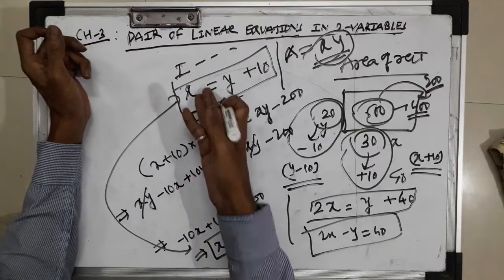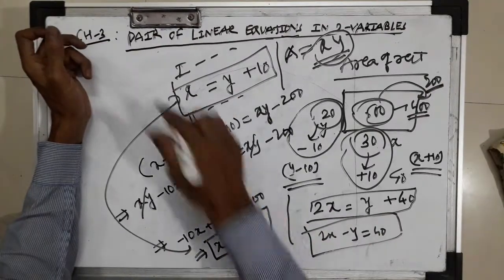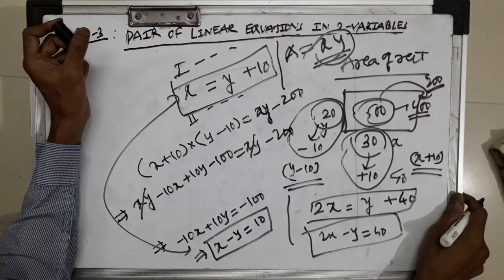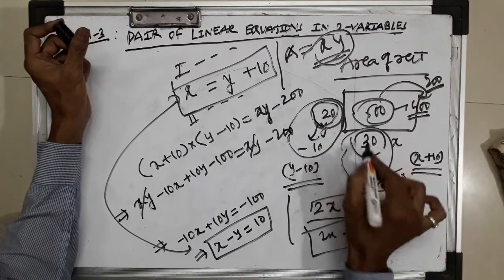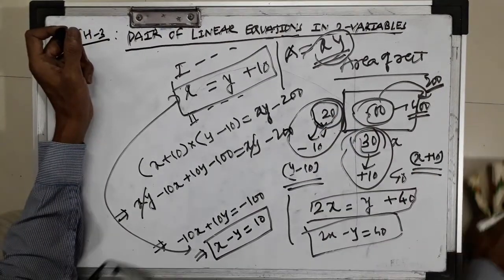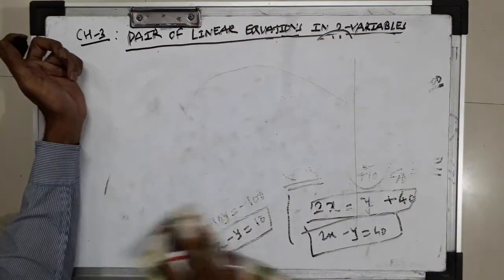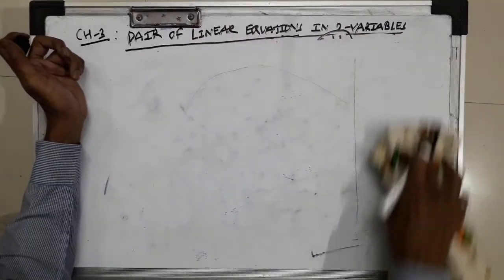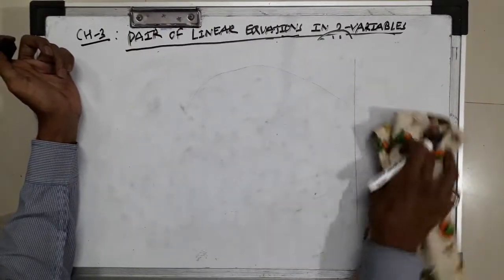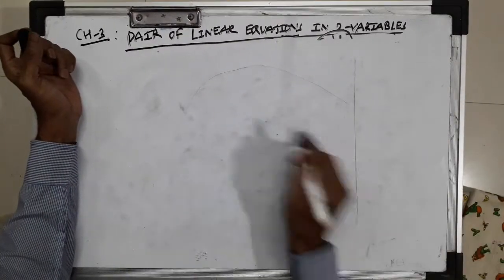After solving these two, this pair or this pair, you can get the value of x and y, and these are the two answers, then originals, right? That is, length is 30 and breadth is 20. We are not solving these equations, we are saying only how to formulate the equations. Okay, now we'll take some examples.